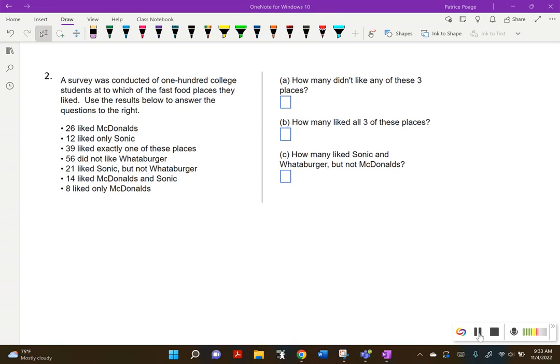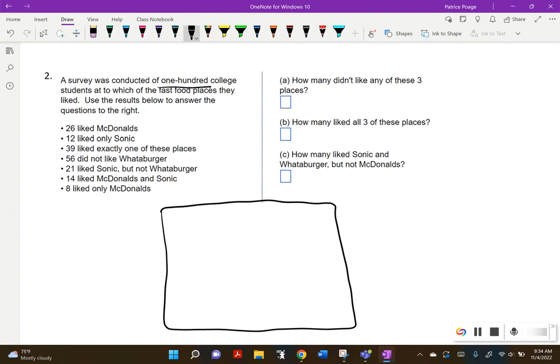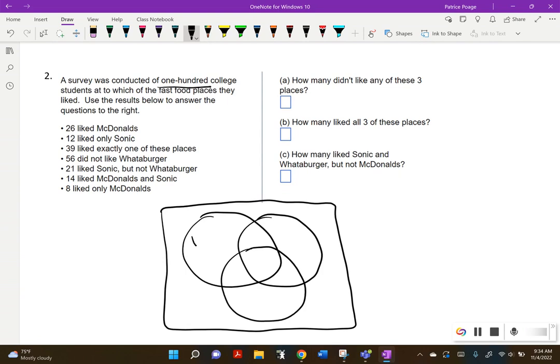Says a survey was conducted of 100 college students as to which of the fast food places they liked. Use the results below to answer the questions. So it looks like we're talking about McDonald's and Sonic and Whataburger. So I'm going to make a 3-circle Venn diagram. And I'm going to have McDonald's and Sonic and Whataburger. Then I'm going to try to fill in what I can.